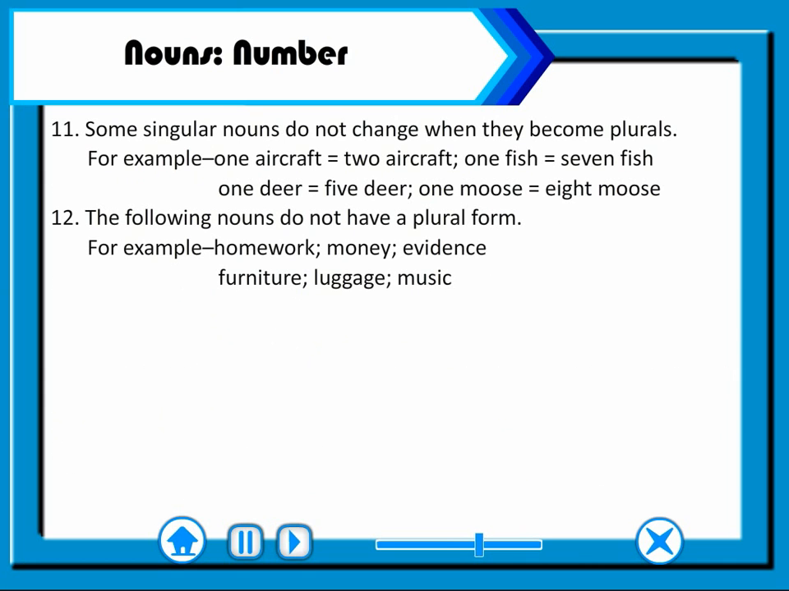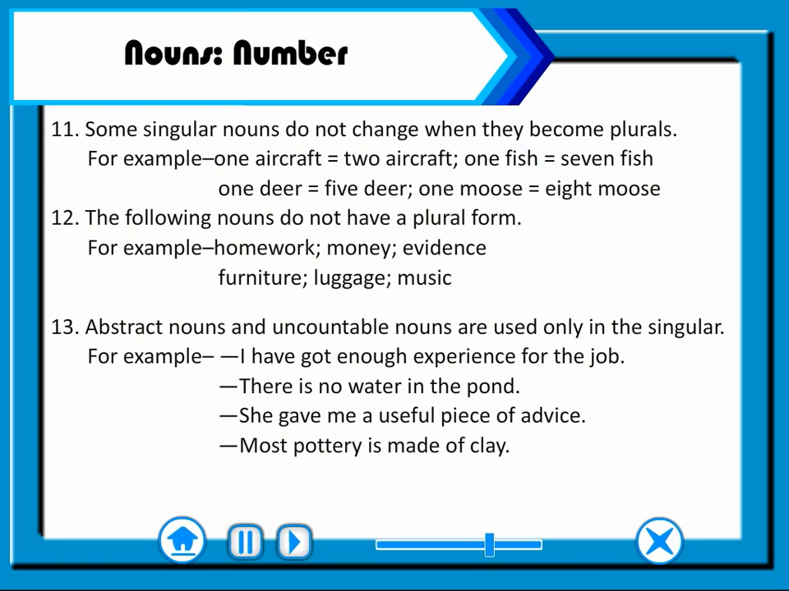Some nouns do not change when they become plurals. For example, one aircraft, two aircraft, one fish, seven fish, one deer, five deer, one moose, eight moose. The following nouns do not have a plural form. For example, homework, money, evidence, furniture, luggage, music.